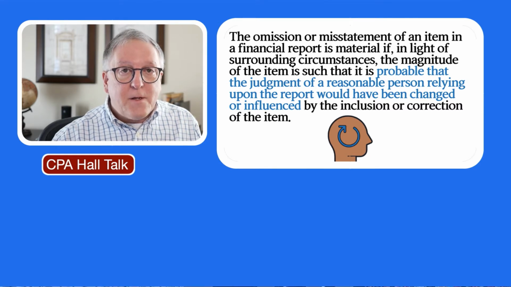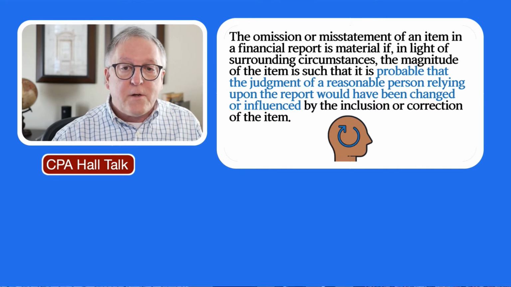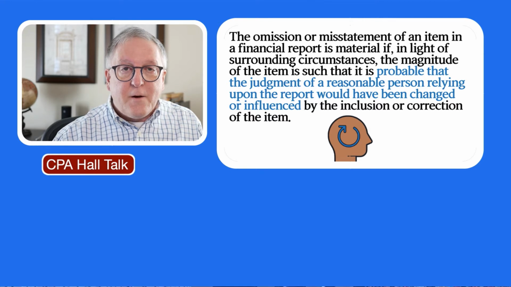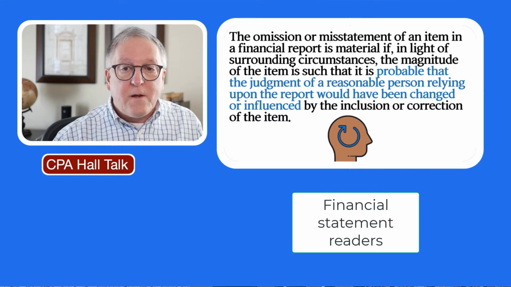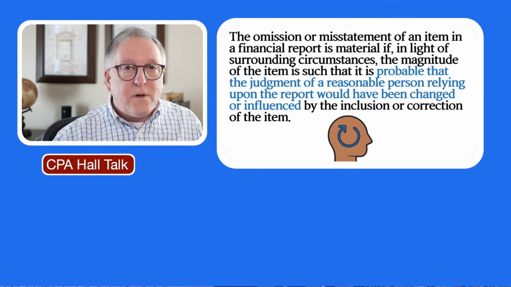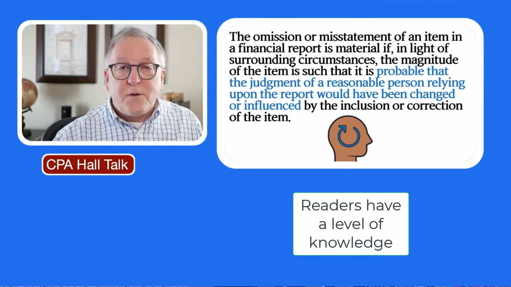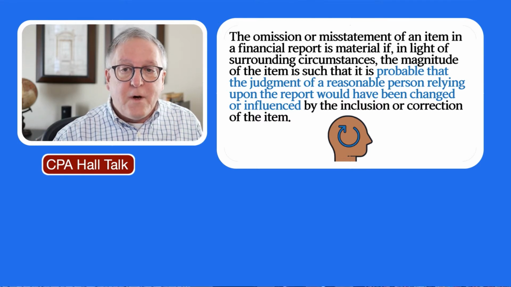It says the omission or misstatement of an item in a financial report is material if, in light of surrounding circumstances, the magnitude of the item is such that it is probable that the judgment of a reasonable person relying upon the report would have been changed or influenced by the inclusion or correction of the item. Now, you may be wondering, like me, who is the reasonable person? These are the people that are reading the financial statements. And there's a little bit of an assumption here that these people would have the education and background to understand financial statements, at least at a certain level, and that they have the ability to rely upon the report.